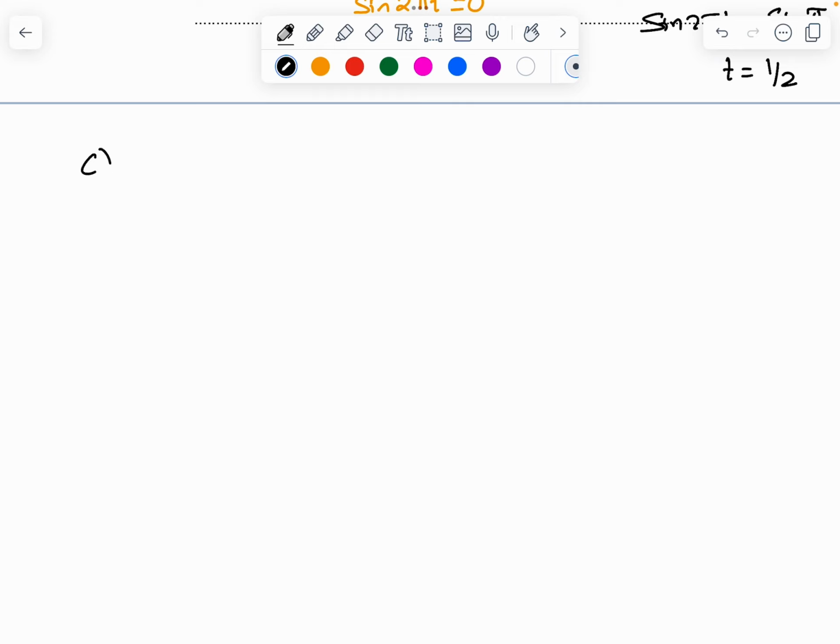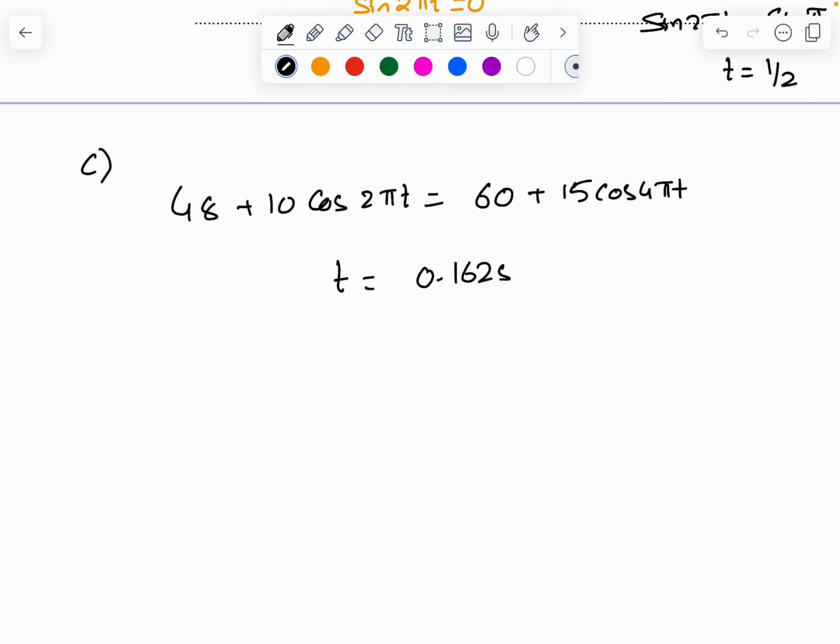So 48 plus 10 cos 2 pi t equals 60 plus 15 cos 4 pi t. So use a calculator to solve it out, which gives me a t value of 0.162 seconds. Now finally to part D.